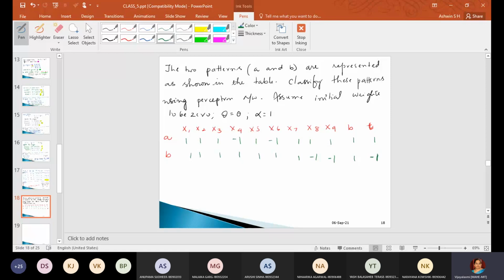So here the activation function: y is 1 if y_in is greater than 0, it is 0 if y_in is 0, just like the previous problem, and it is minus 1 if y_in is less than 0. Okay, so let us start.